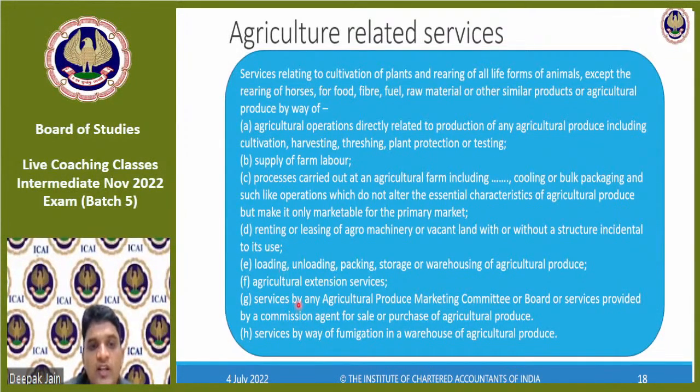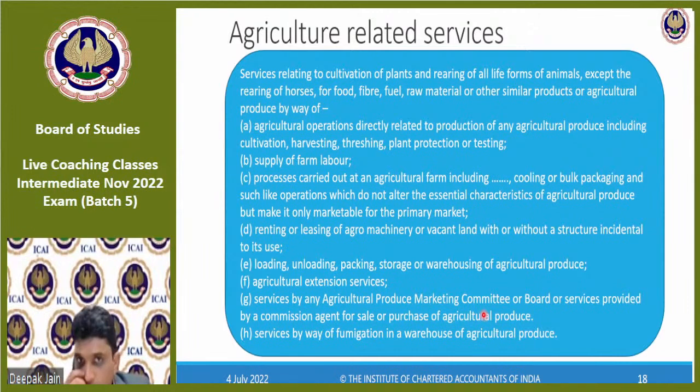देन लोडिंग, अनलोडिंग, packing, storage or warehousing of agriculture produce, this is exempted. Agriculture extension services, वो भी हम समझेंगे क्या है. So agriculture extension services also exempted. Services by any agriculture produce marketing committee, मतलब मंडी होता है, मंडी will all regulated and they have a marketing committee.